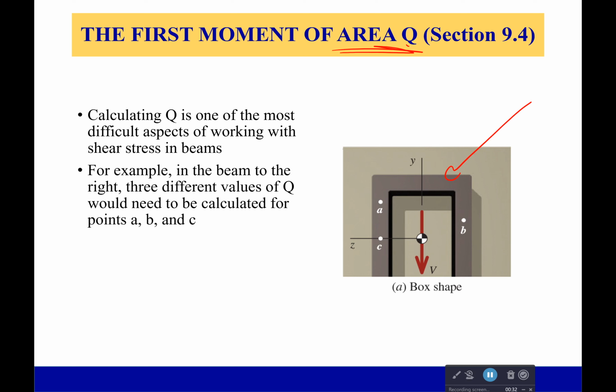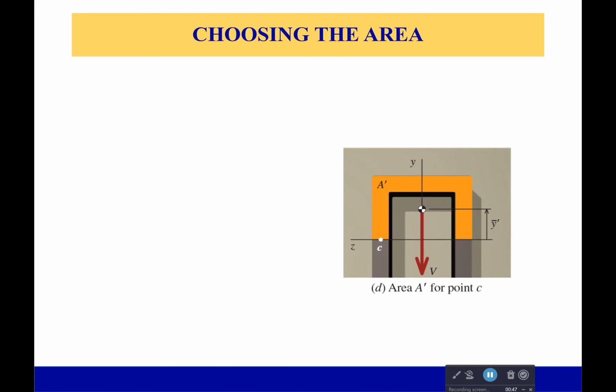Now, why is it difficult? Well, when you're calculating Q, it's a different value depending on what point you're going for. So all three of those points would have different values of Q. And so when you're having to do a problem like this, you're going to have to calculate Q multiple times. So let's come up with a good way of doing it.